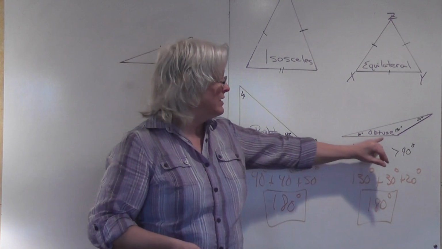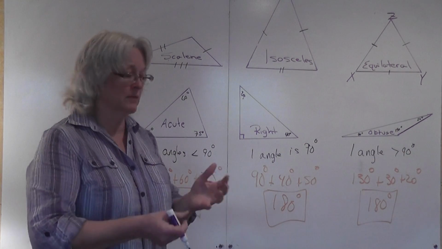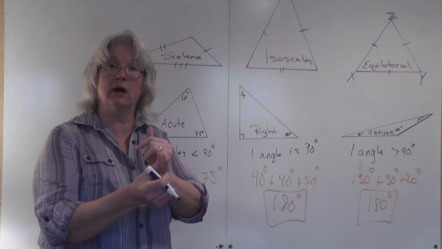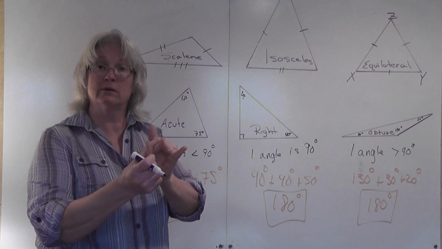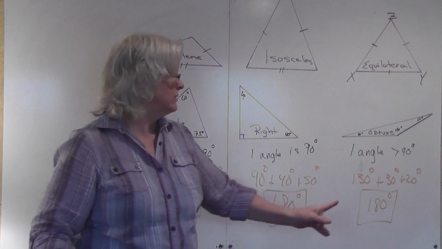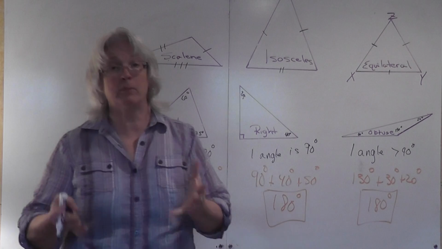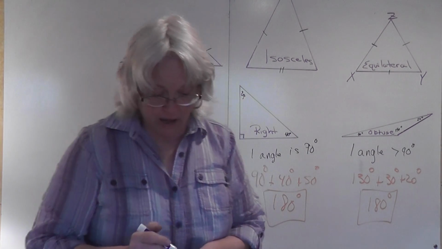Similarly, you can't have an obtuse right triangle because obtuse has to be greater than 90. Right is equal to 90. You add those together, your measure is going to be more than 180 degrees. So I'm sorry, vocabulary, vocabulary, vocabulary.